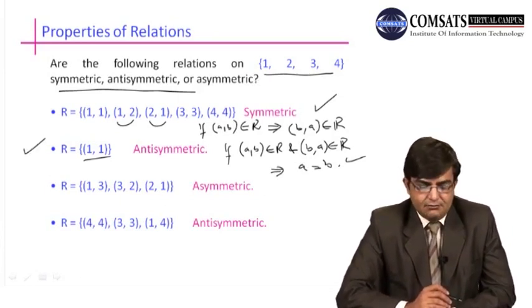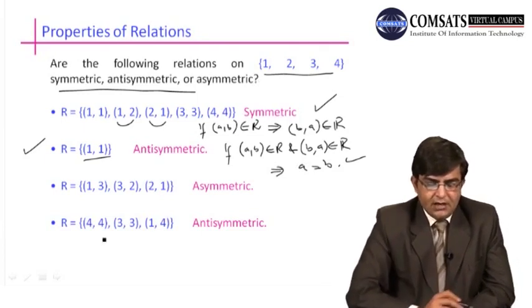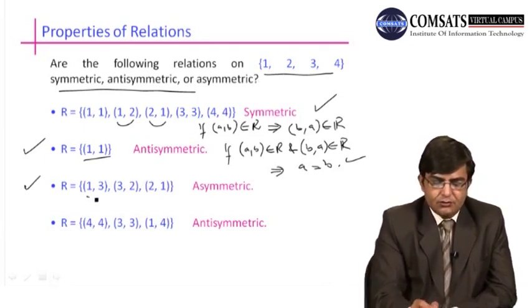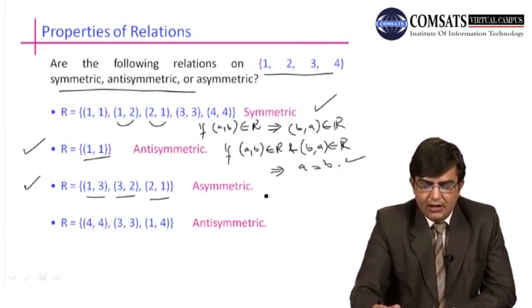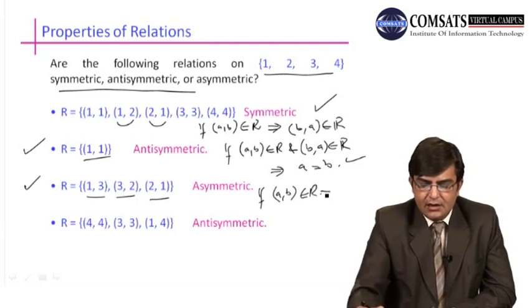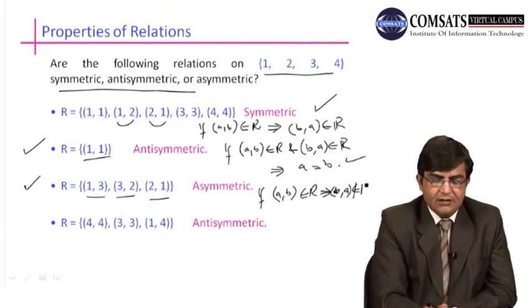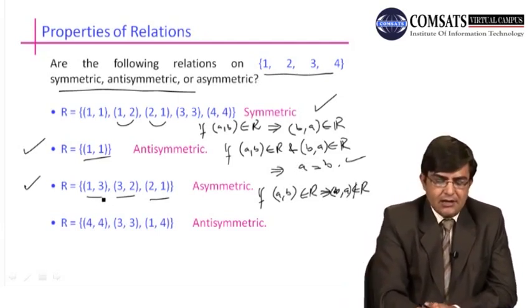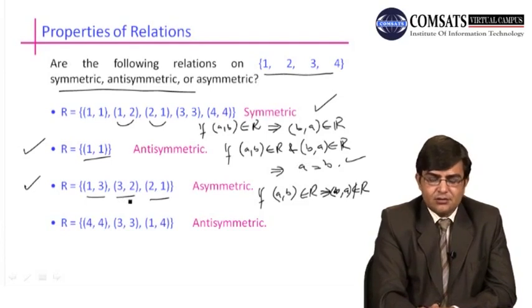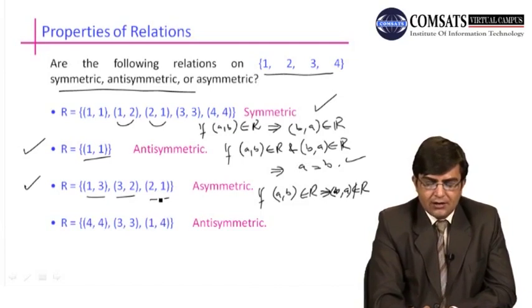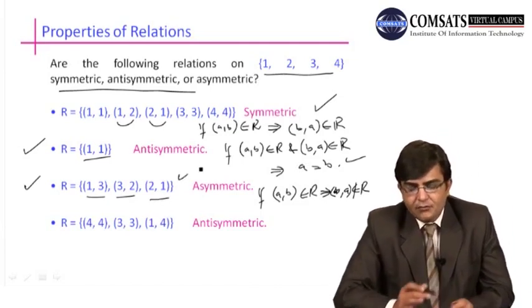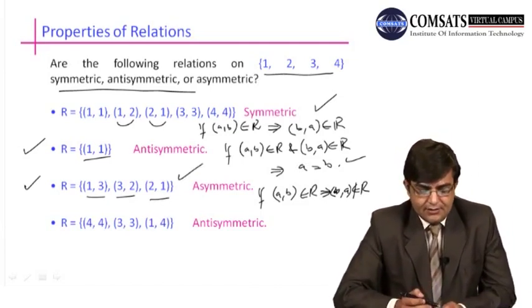So this is true, so we can say that this relation is antisymmetric. Now this one, 1 3, 3 2, 2 1: if AB belongs to R implies BA doesn't belong to R. 1 3 belongs to R, 3 1 doesn't belong to R; 3 2 belongs to R, 2 3 doesn't belong to R; 2 1 belongs to R, but 1 2 doesn't belong to R. So this relation is asymmetric.